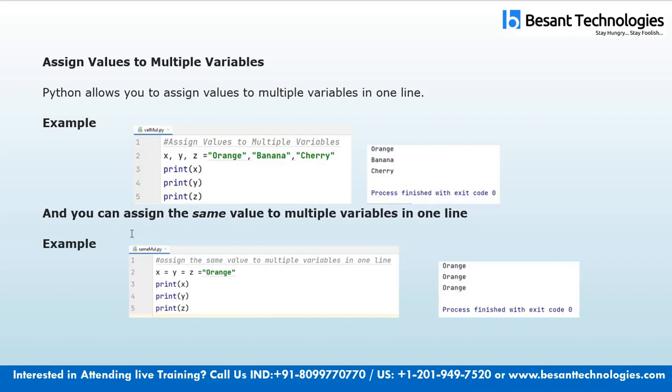And you can assign the same value to multiple variables in one line. This is also valid. So here x is equal to y is equal to z is equal to orange. So we can assign the same value to multiple variables in a single line. Here I have used the print method to print the x, y, z values. After executing this program, I got this output.